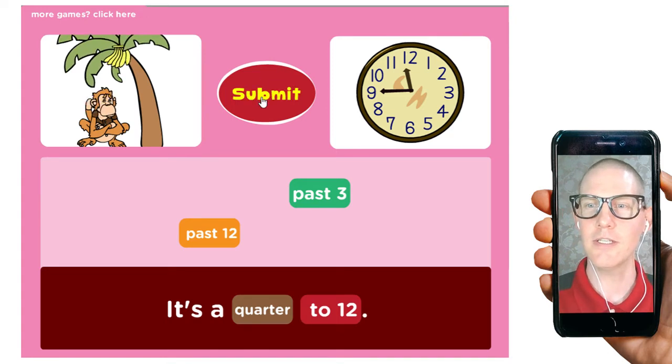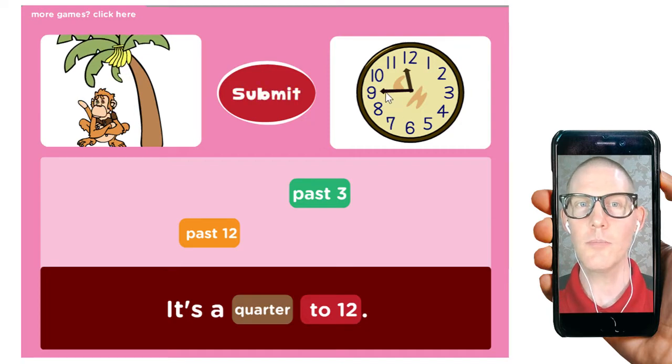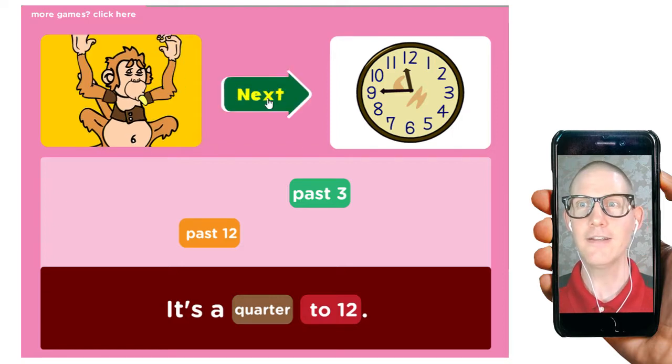Yes, Leah Huda says a quarter. It's not a quarter past 12. A quarter past 12 would mean that it would be 12:15, and the minute hand would be over here. So it's a quarter to 12. We'll check. We hear that little noise, and that means that we got it correct.